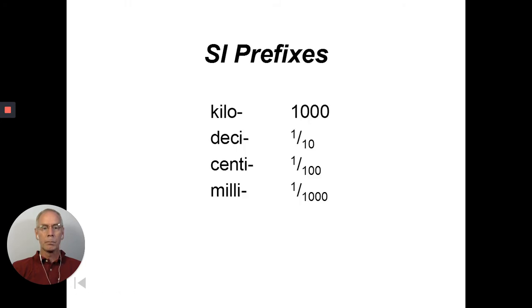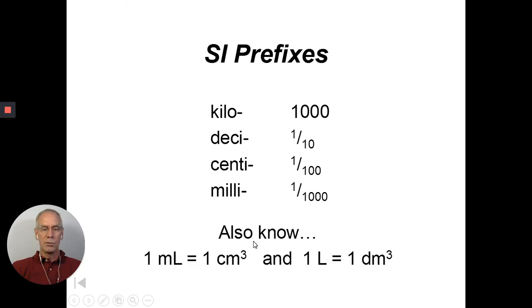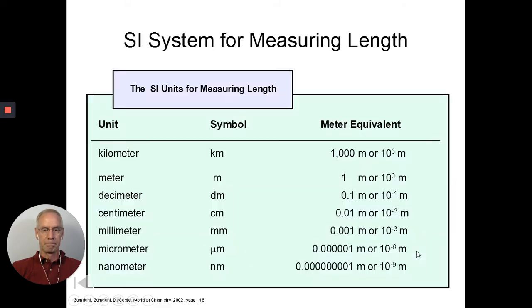All right. So prefixes, you should know kilo means 1,000, deci means a tenth, centi means a hundredth, milli means 1,000th. What does micro mean? 1,000,000th, good. And nano? 1,000,000,000th, good. What about mega? 1,000,000, good. And so those are the prefixes I need you to know. I also need you to know that 1 milliliter is equal to a centimeter cubed, and a liter is a decimeter cubed. We'll use those throughout the year, so it's useful if you have those in your knowledge bank.